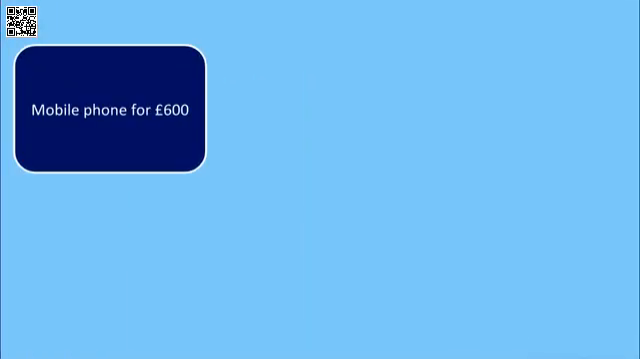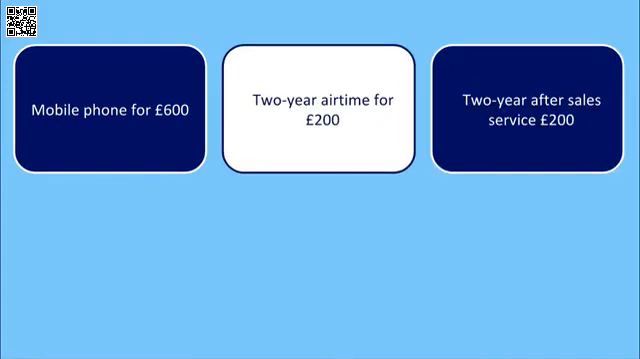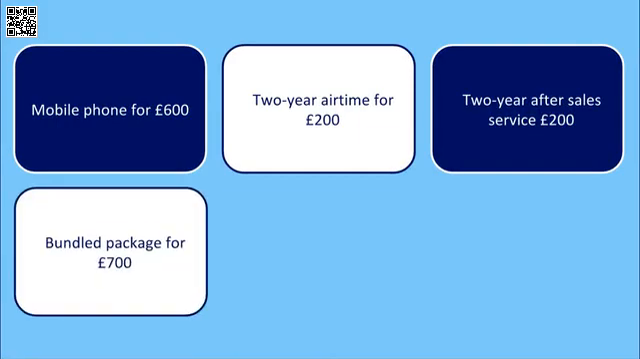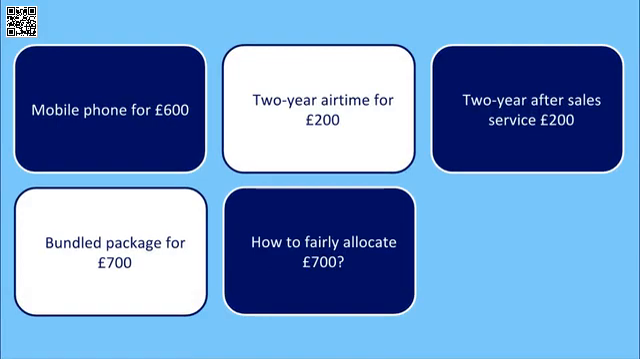Consider, for example, a mobile phone which normally sells for £600, a 2-year airtime contract that normally sells for £200, and a 2-year after-sales service scheme that normally sells for £200. Individually, these components would sell for £1,000, but an entity chooses to sell the bundled package for £700. The accounting question is how much of the £700 to allocate to each part of the bundle.